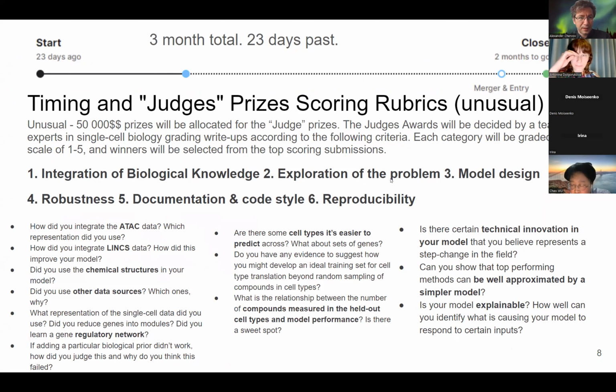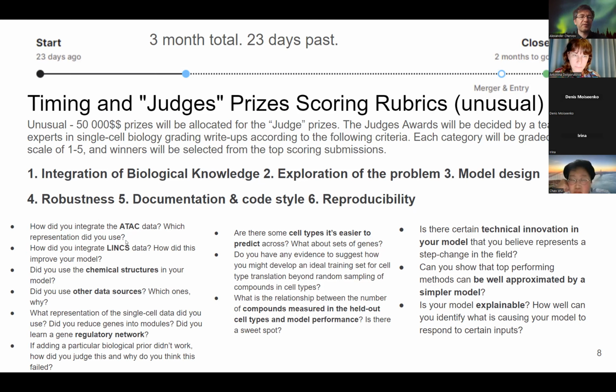This is an easy slide. In total, we have a $100,000 prize for this competition. But what is unusual is that it's divided into two parts. $50,000 goes by the standard Kaggle procedure, which means if you get a good score on the private leaderboard, then you get this money. But there will be $50,000 for the so-called judges' prizes. As far as I understand, the idea is that experts will try to estimate whether your contribution is valuable for the research community.